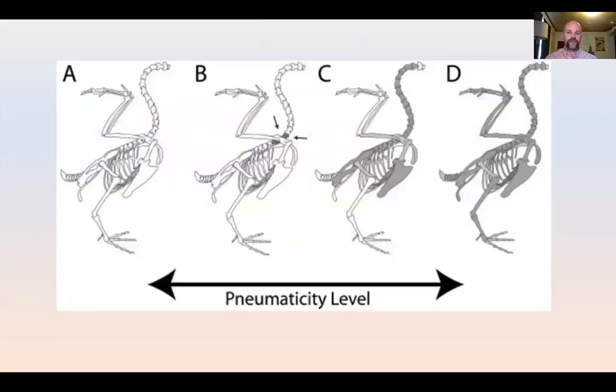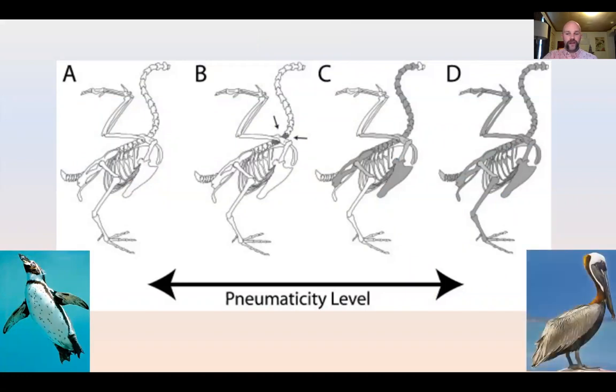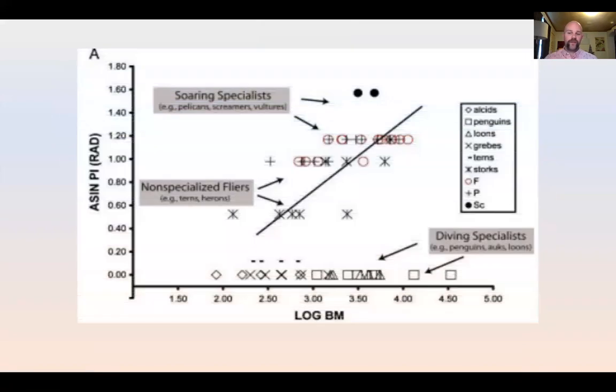Previous research has shown that there is extensive variation in how birds exhibit pneumaticity. Some, such as penguins, don't have any pneumaticity at all. Others, such as pelicans, have almost every bone in their body pneumatic. Furthermore, the amount of the skeleton that is pneumatic does not appear to be random. Scientists have found that the proportion of the skeleton that is pneumatic is related to body mass, with heavier birds generally being more pneumatic than lighter ones.